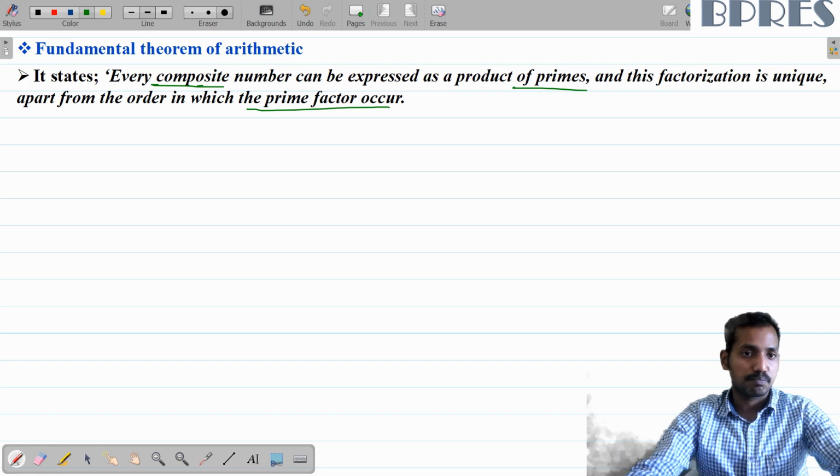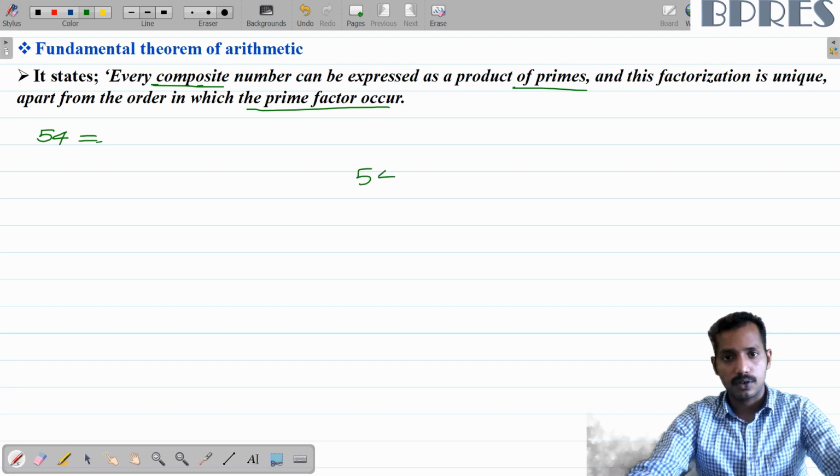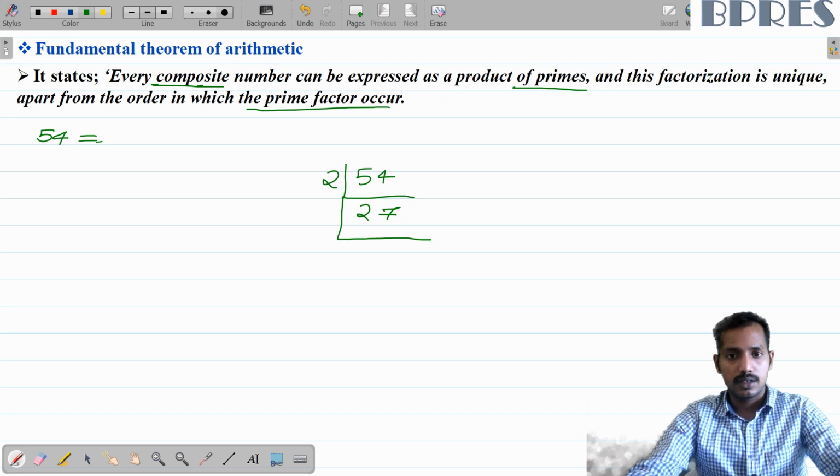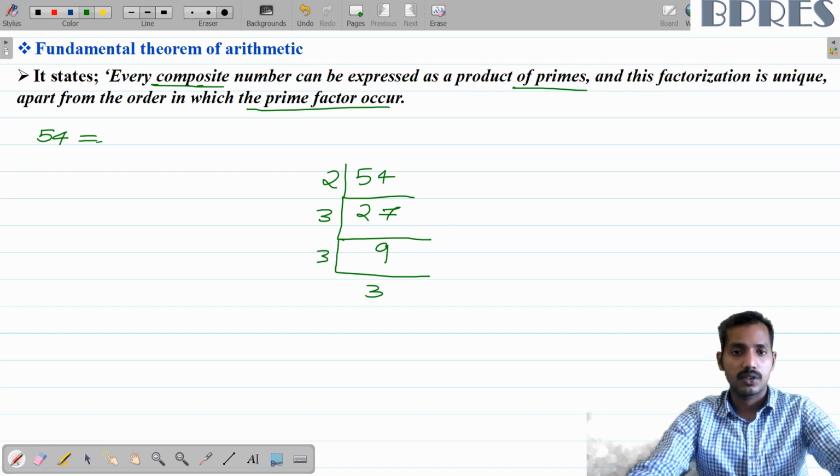For example, 54. What is the prime factorization of 54? The last digit is 2, so it is divisible by 2. You will get 27. Again dividing, it is only divisible by 3, 9, 3. So the prime factorization of 54 is equal to 2 into 3 into 3 into 3.